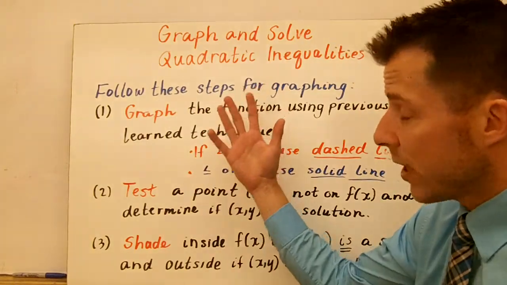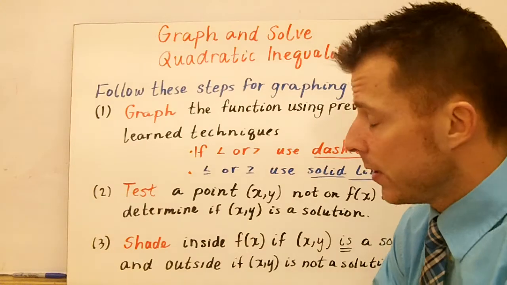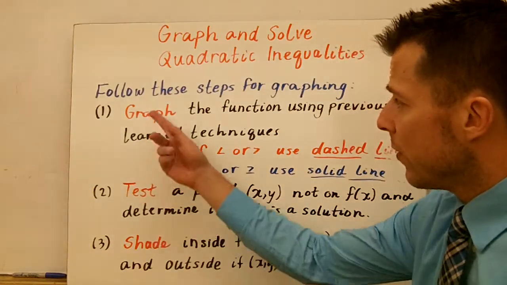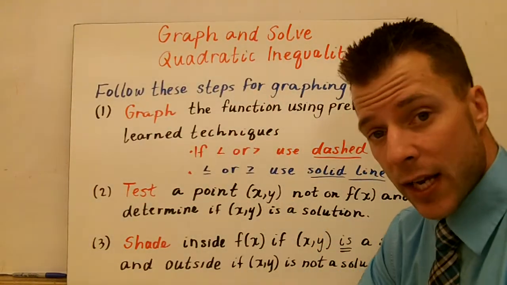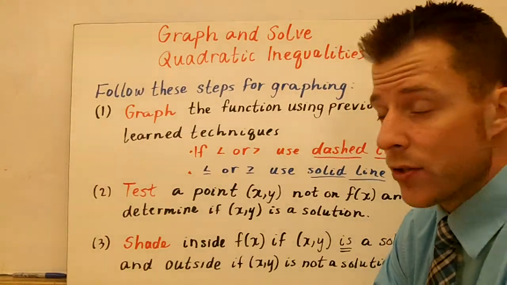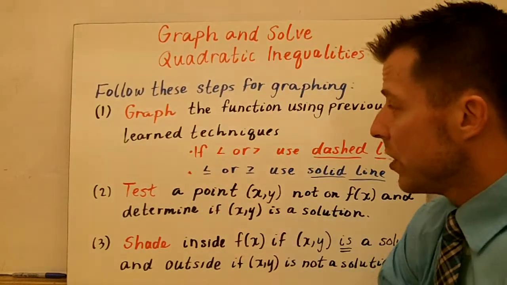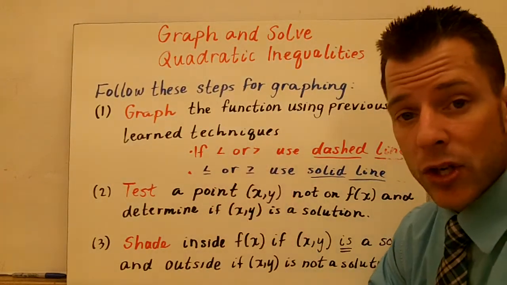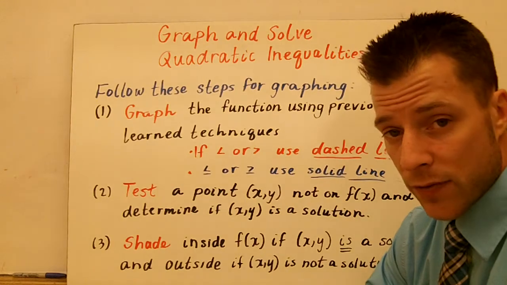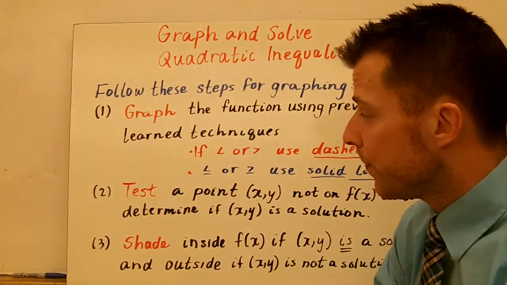So the big thing you've got to realize is that there's going to be more than one solution here for these inequalities. And we're going to follow these steps for graphing a quadratic inequality. That's one of our first objectives, graphing quadratic inequalities. First, you're going to graph the function using a previously learned technique. Whether I give you factored form, vertex form, or standard form, graph that function based on what you've learned.